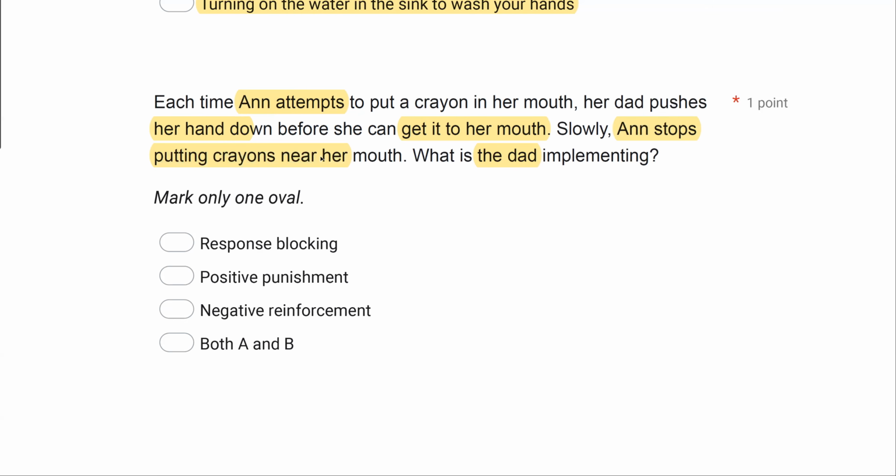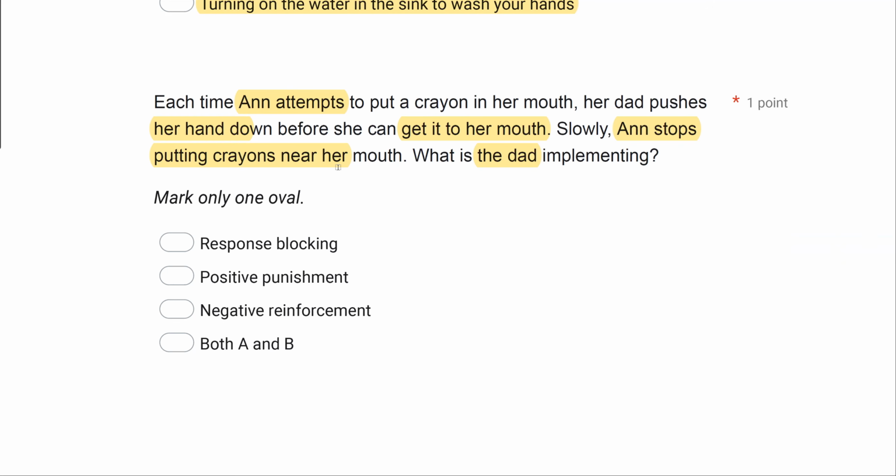So let's look at Anne's behavior. Anne's behavior has done what? It's decreased. Decreasing means it's either punishment or extinction. So we have to ask ourselves, what is the consequence? Well, the consequence is the dad pushes her hand down. So the dad is blocking the response. He's adding his own physical presence and preventing the behavior from happening. So what is the dad implementing? A, response blocking. Yes, this is response blocking.